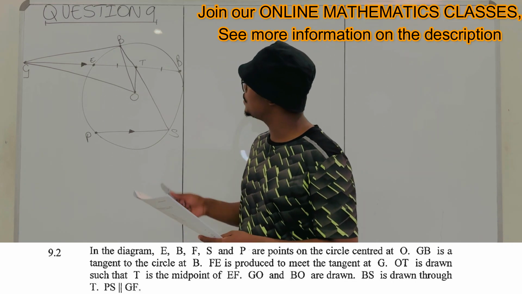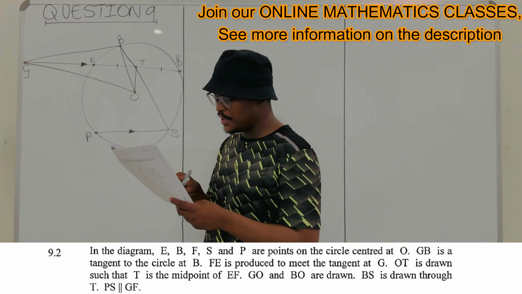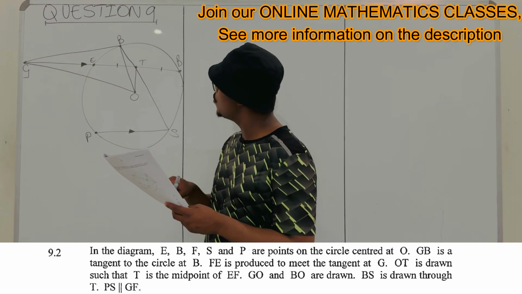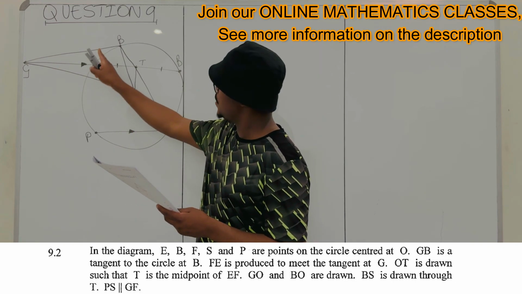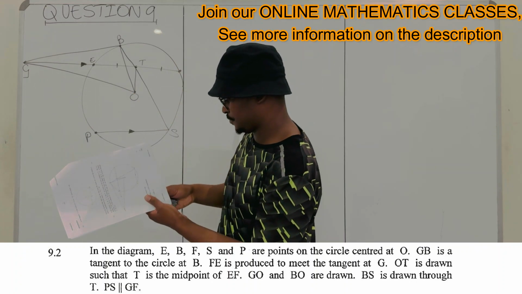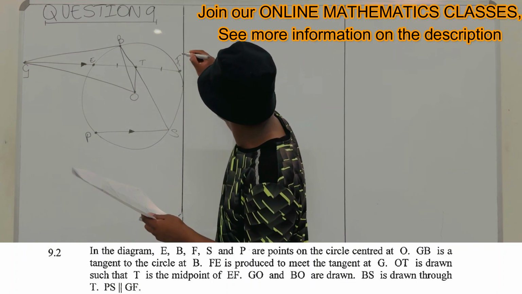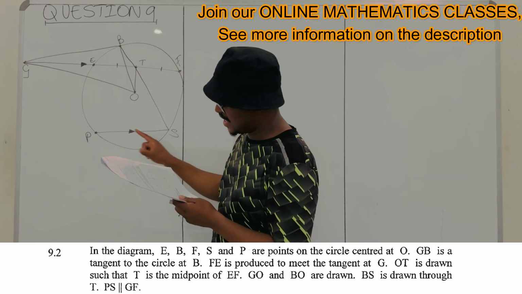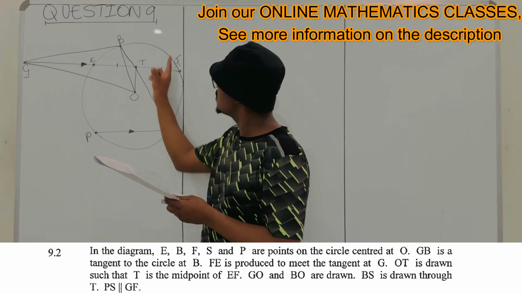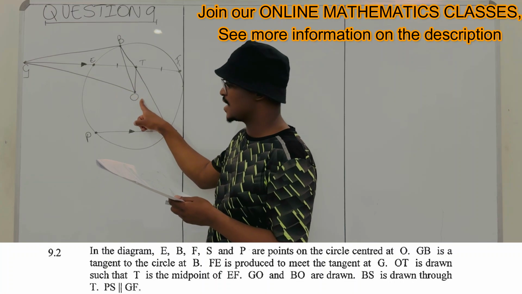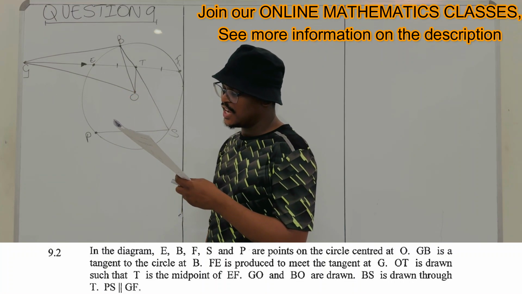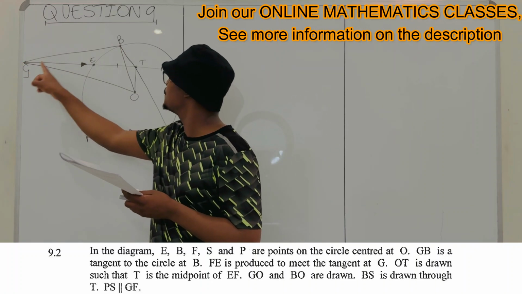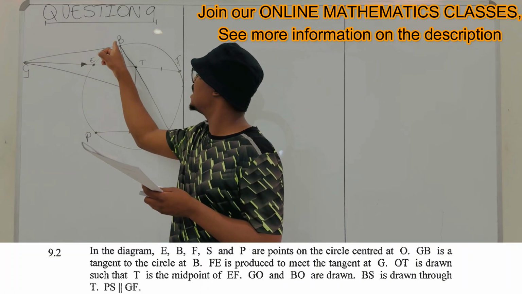So let's look at this diagram. They're saying E, B, F, S, and P are points on the circle centered at O. It should be F here. So E, B, F, S, and P are points on the circle. They all lie on this circle with center O. O is the center of the circle. GB is the tangent to the circle at B. So we have that line GB, and that's saying it's a tangent to the circle at B.